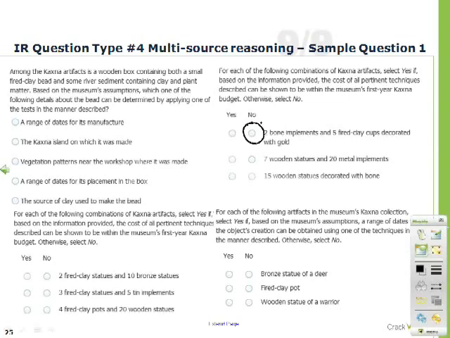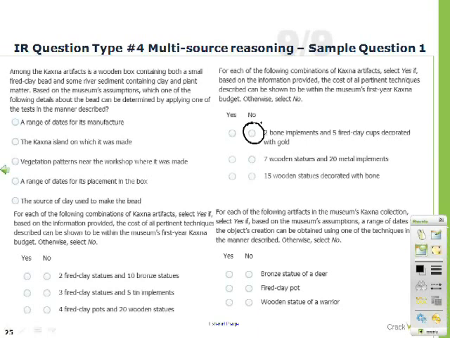Second one, 7 wooden statues and 20 metal implements. Wooden statues use radiocarbon, RC. 20 metal implements use ICP-MS, right? 20 will cost 3.5K. Is it less than 3.5K? Yes. So 20 metal implements cost less than 3,500. Why? Because 40 can come in 7,000, so that is exactly equal to 3,500.